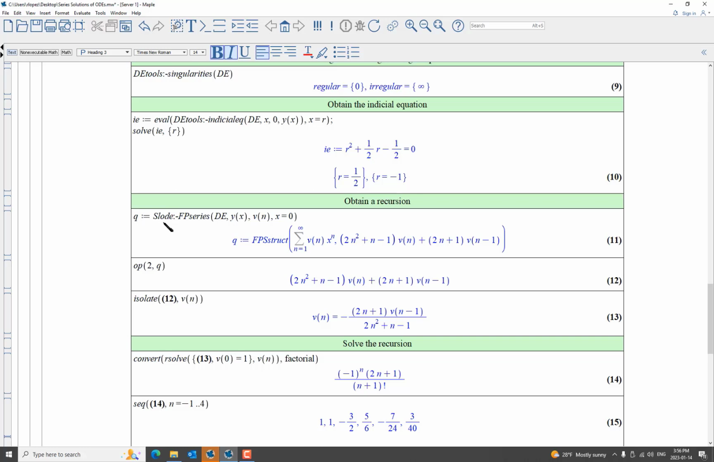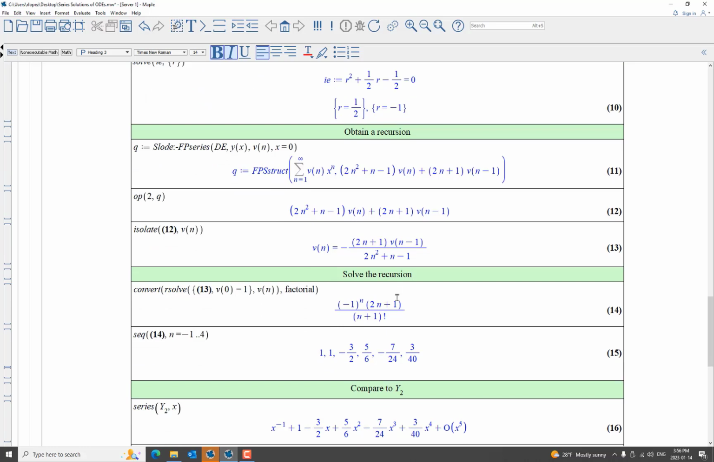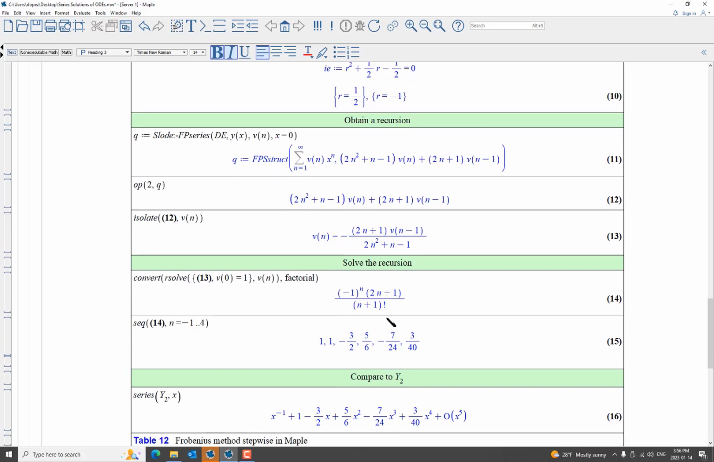Let's try applying this command we've seen already, S series, linear ordinary differential equation, formal power series. We get a formal power series structure. We have this sum, and we have what turns out to be the recursion relation. Look at that very carefully. There's something going on here. Let's grab it. Let's isolate Vn. It's given in terms of Vn minus 1. This is a recursion that can be solved. Let's generate some of the coefficients.